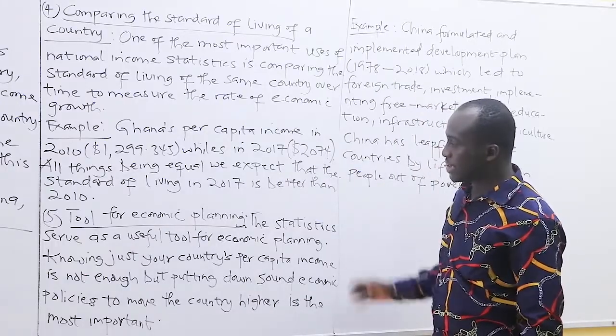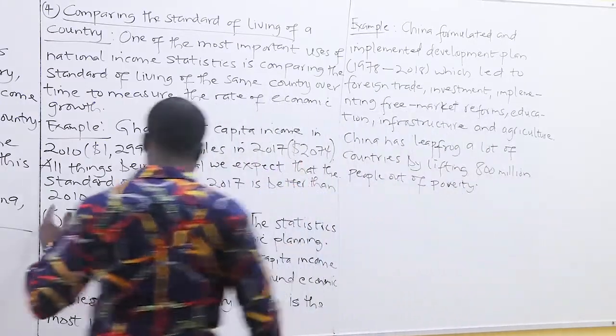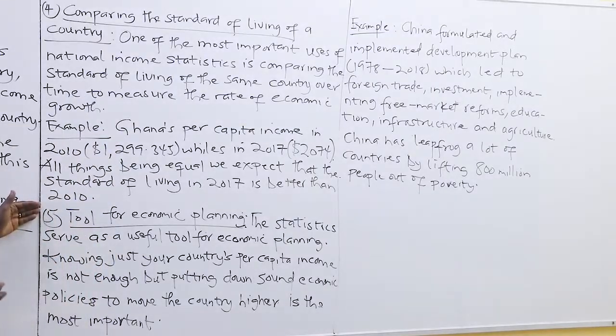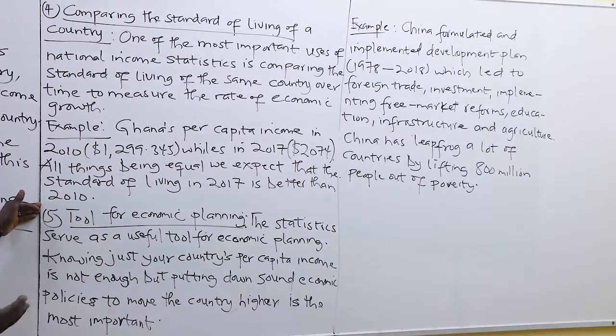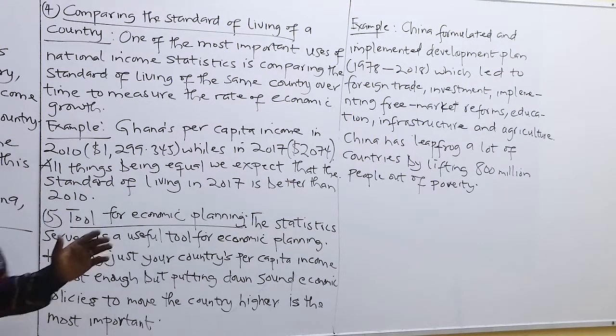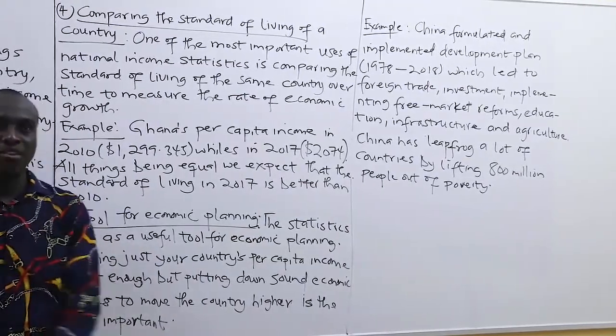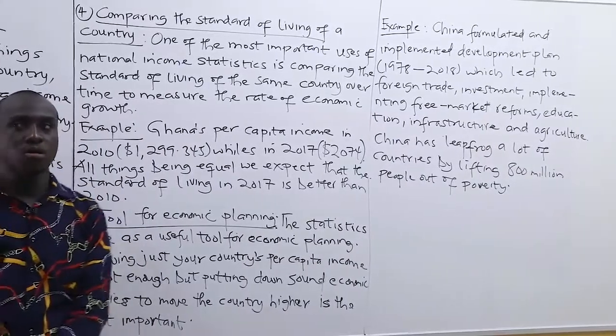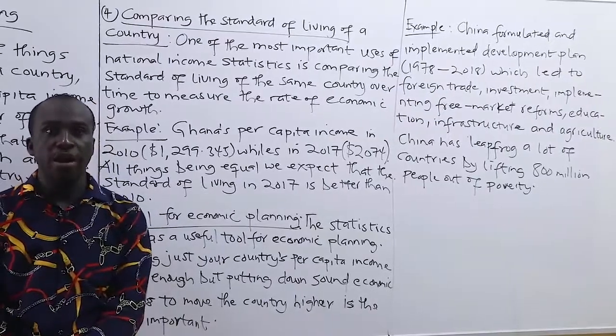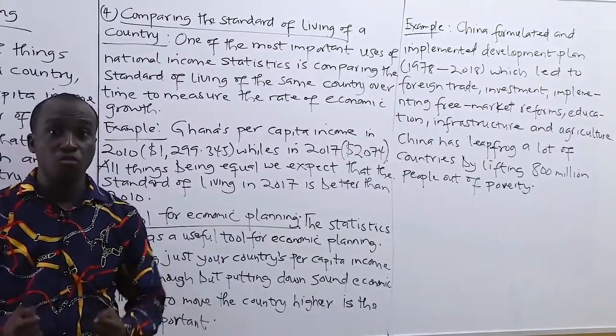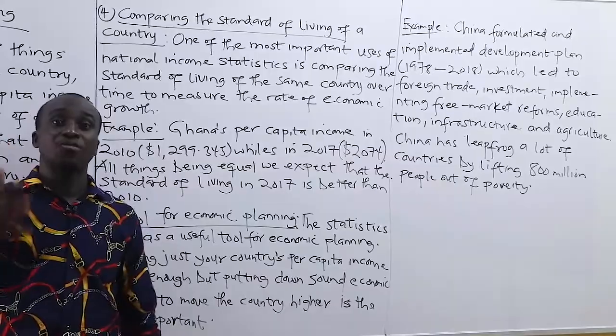Five, it is a tool for economic planning. The statistics serve as a useful tool for economic planning. Knowing just your country's per capita income is not enough, but putting down sound policies to move the country higher is the most important. Maybe Ghana's per capita income is 2,200. Why? It should push you, right? There should be some sort of agility, something that will move you to move the country's per capita income forward.